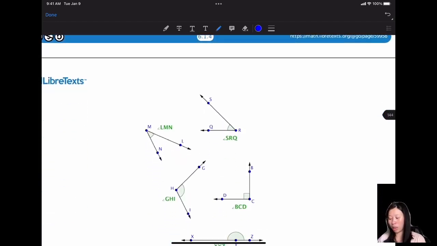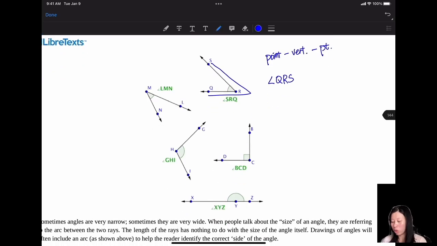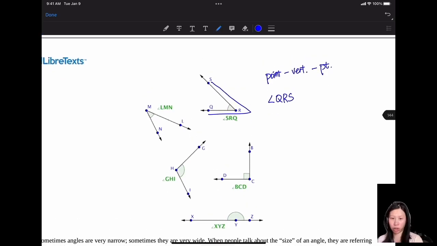Okay, so that means in here, we have angle what? SRQ. Or you can say it QRS. As long as it's a point, and then the vertex, and then another point, then that's the notation of an angle. So you have different types of angles. We're going to introduce them later.